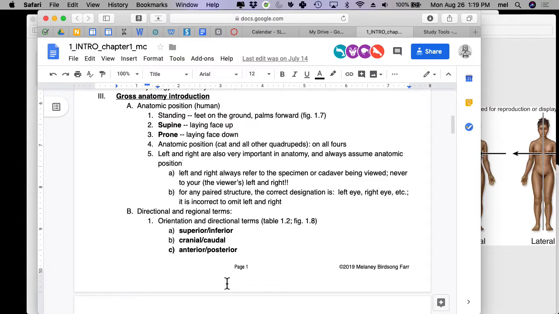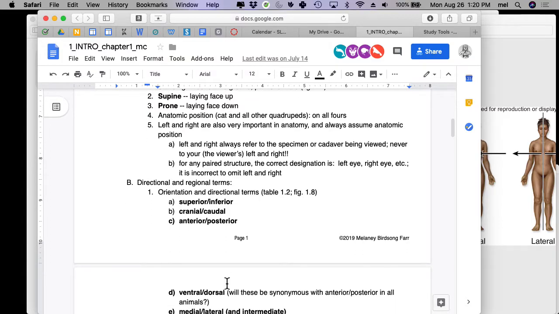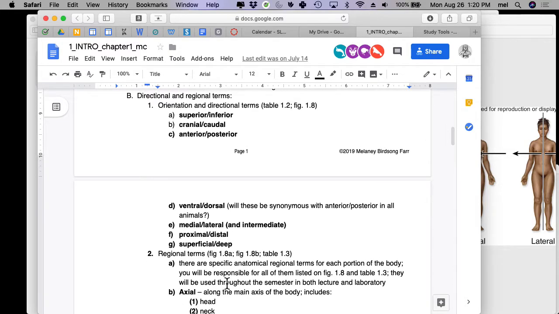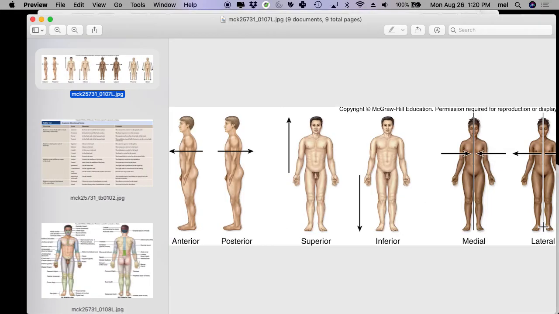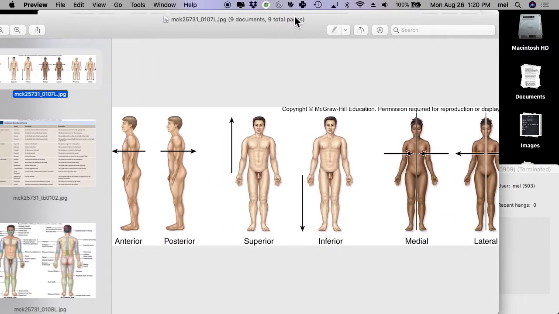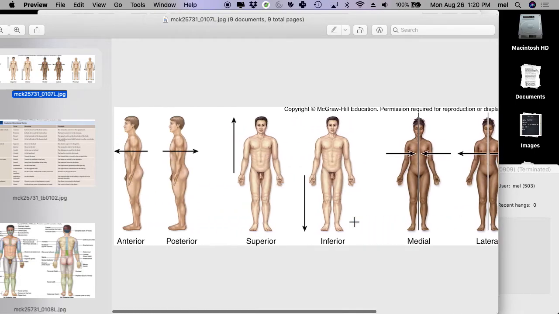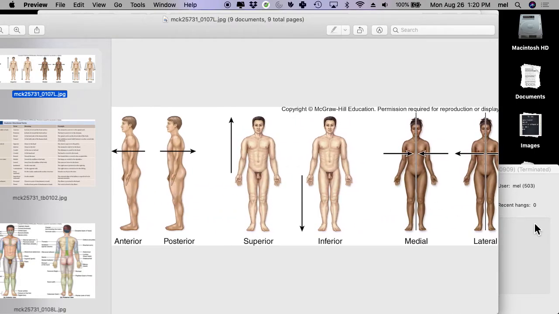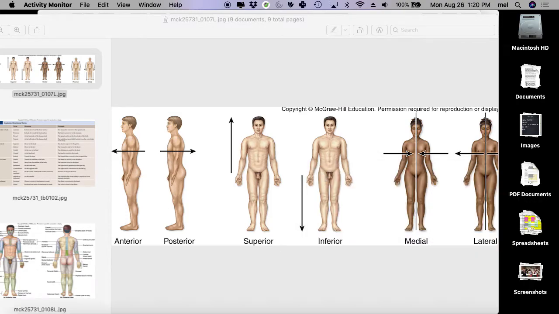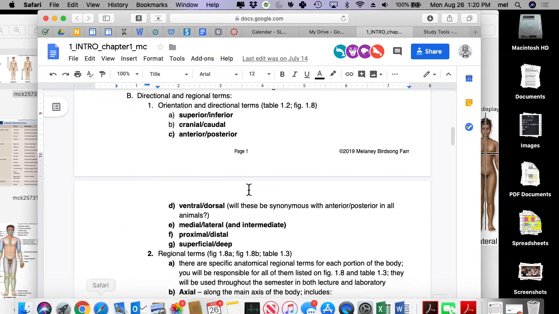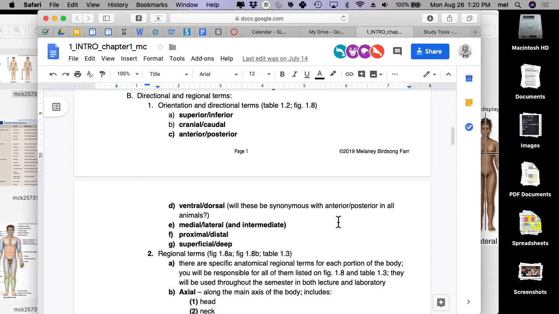Okay, so that's the basics: anatomic position. And now we are going to talk about directional and regional terms. Most of them are easy because you've been a human who reads things for a while, but some of them are a little less familiar. If I'm describing two structures with reference to one another, I can use these terms to describe them.